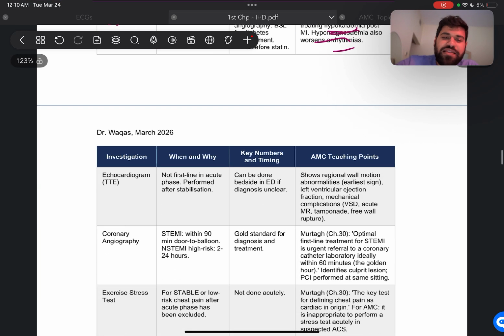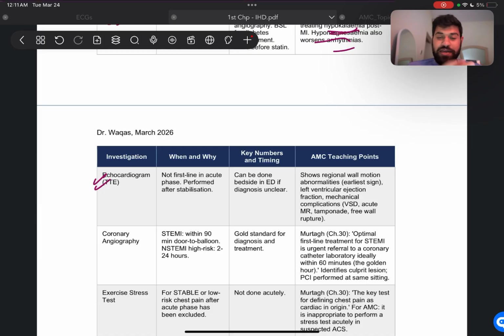Then TTE. Again, it's not first line, but it should be done if it's available on the bedside, especially if there's a doctor that can do it in the emergency department. It's an amazing skill that you can also develop and add to the CV as well, and that could make you stand out from other candidates because it's an important skill to have.